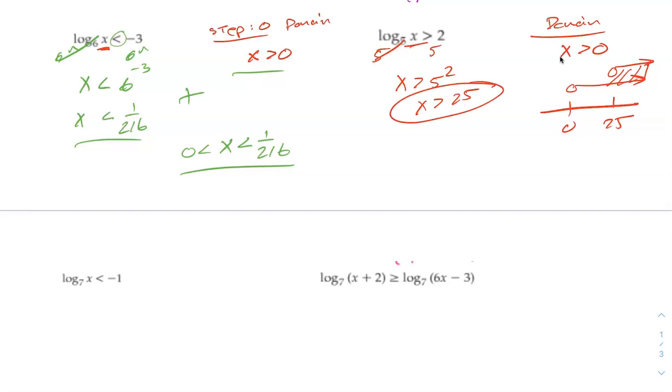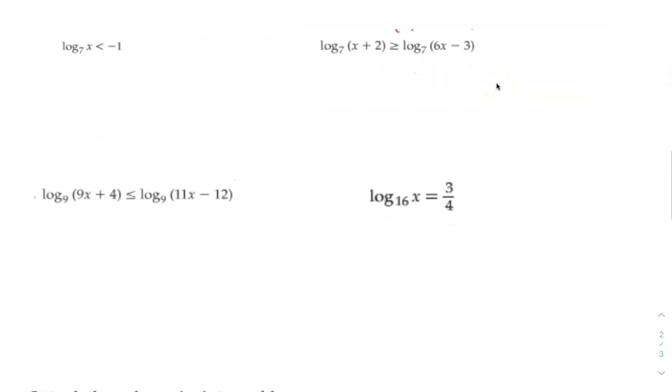Compared to this one, if I did a number line here, I'll be going that way, and then 1 over 216, I'll put it, let's say it's right here. That'll be going this way, so the overlap is in between. So that's the difference between these two. If you generally have a greater than sign, that's just your answer. You'll work with it generally.